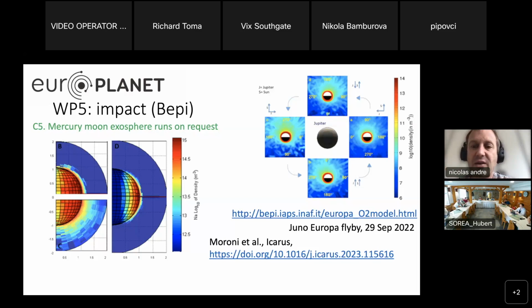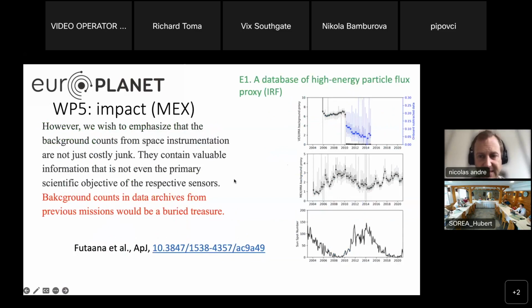And so they got very new data for Ganymede and Europa. And so it was of interest to link this observational data with our numerical data and with these particular simulations. Then we have this development of the database.